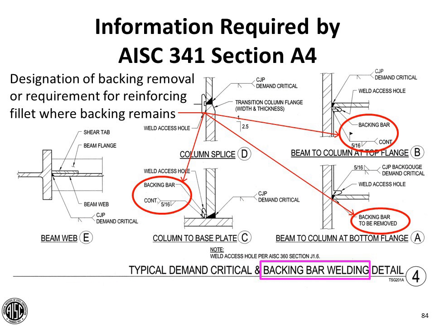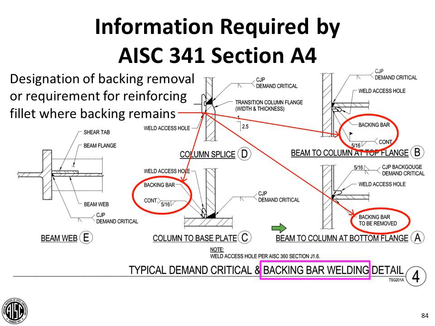In addition to the identification of demand critical welds, there's also the requirement that the drawings indicate where backing bars either must be removed or they can be left in place but need to be reinforced with a fillet. So for example, here at the bottom flange in a moment frame connection, it's required that the backing bar be removed and then a contour fillet be added to the bottom side after the backing bar is removed.